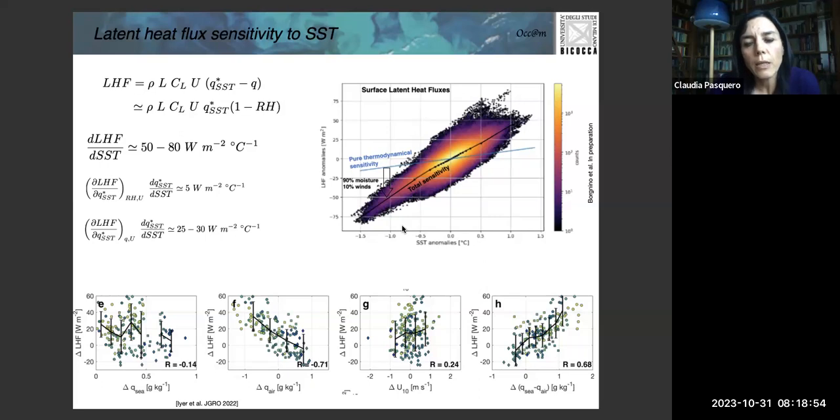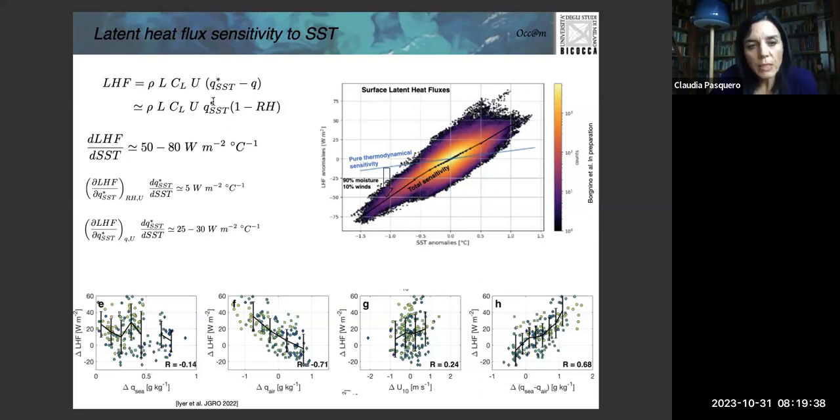So what the observations tell us. And now we can actually partition the role played by the different terms responding to SST variations. If we take a bulk formula for the latent heat flux, the important parts here are the dependence on wind speed, the dependence on the SST, the saturation specific humidity at temperature equal to the sea surface temperature, and the relative humidity or the specific humidity, depending on what formulation we want to use.